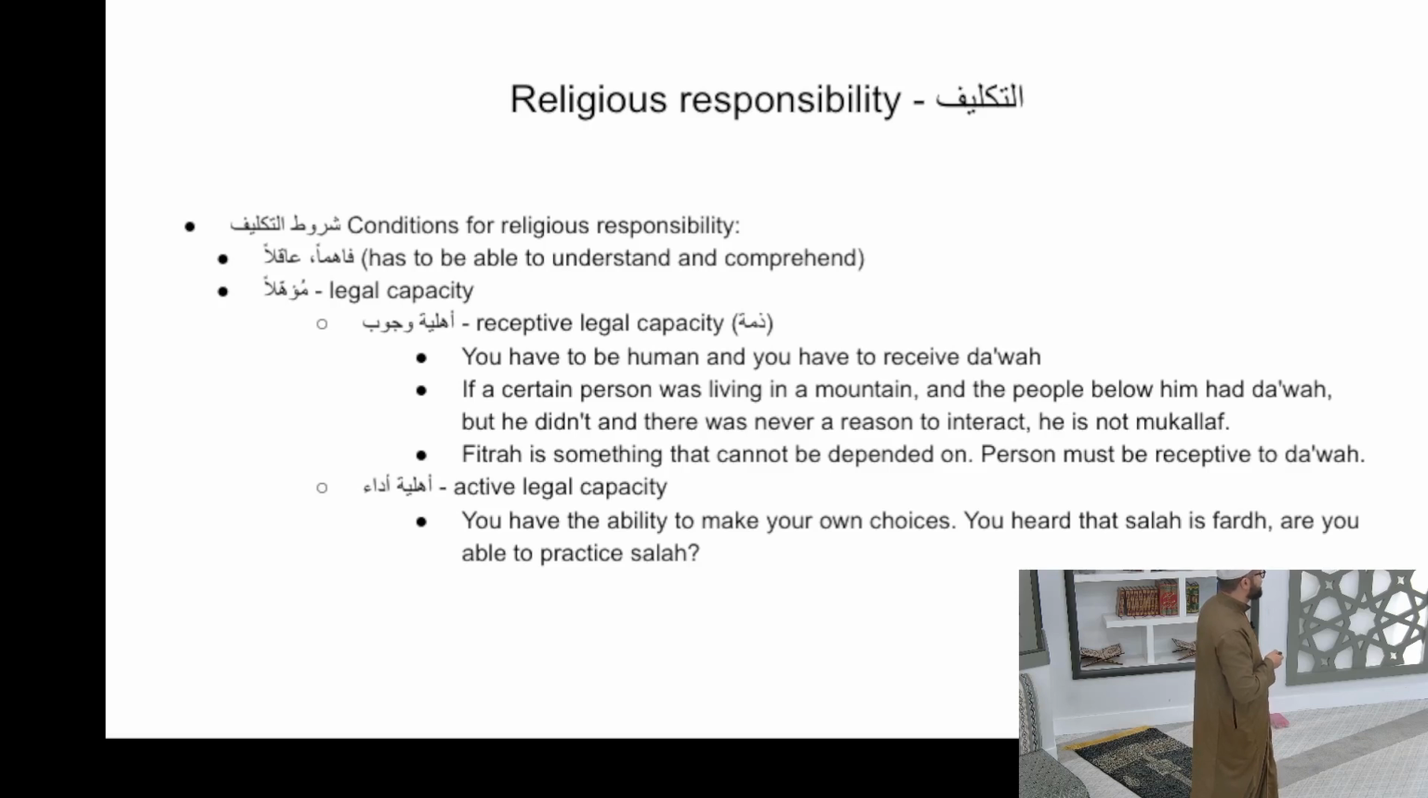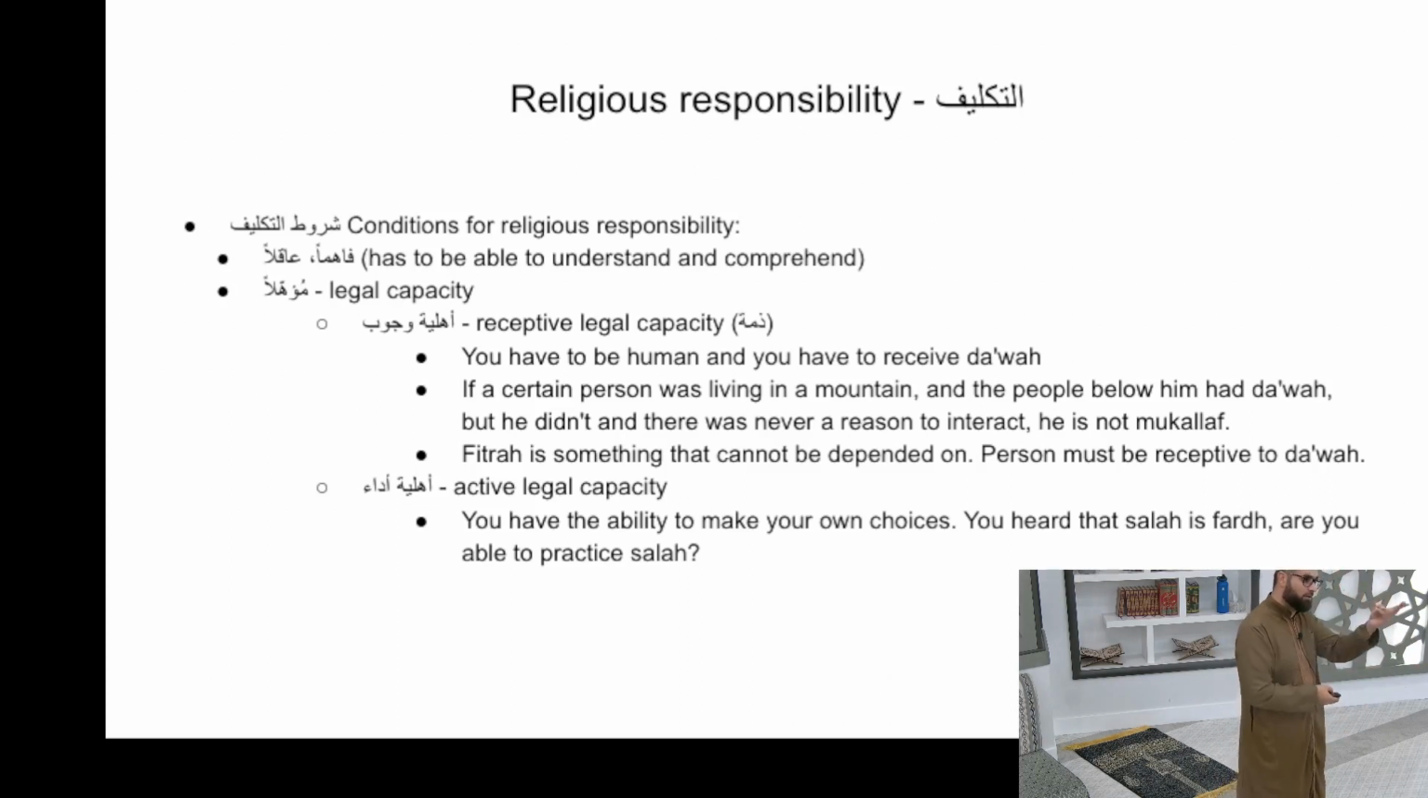So there are conditions for religious responsibility. There are two things, basically. Fahiman aqilan, so the person has to be able to understand and comprehend. And with that, age is a part, intellect is a part, IQ levels are a part. There's a number of things that exist in order for someone to be capable of understanding and comprehending. And the second one, they have to be mu'ahhalan, meaning they have to have legal capacity.